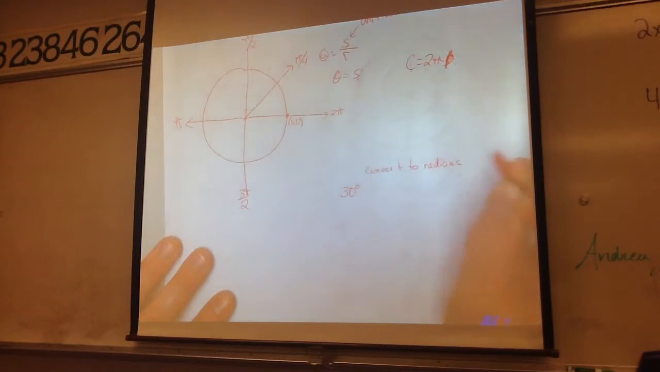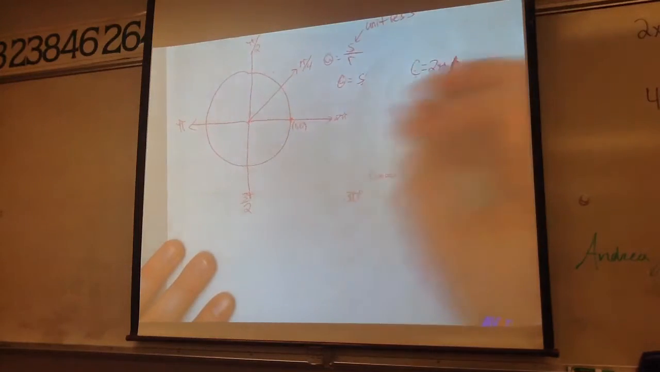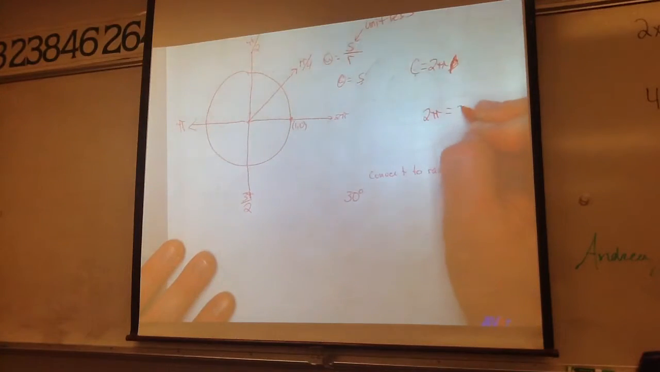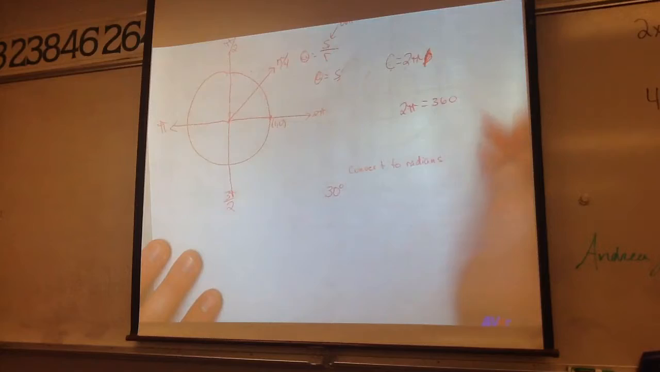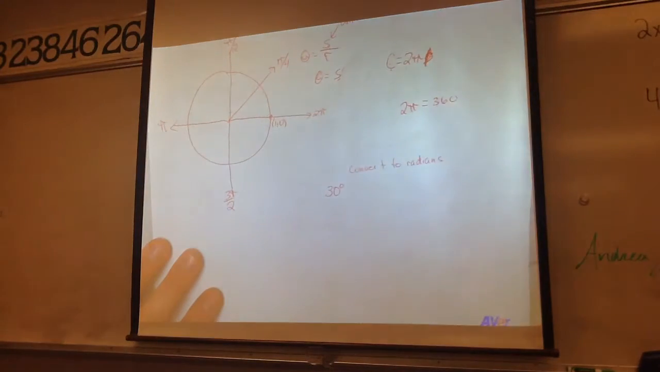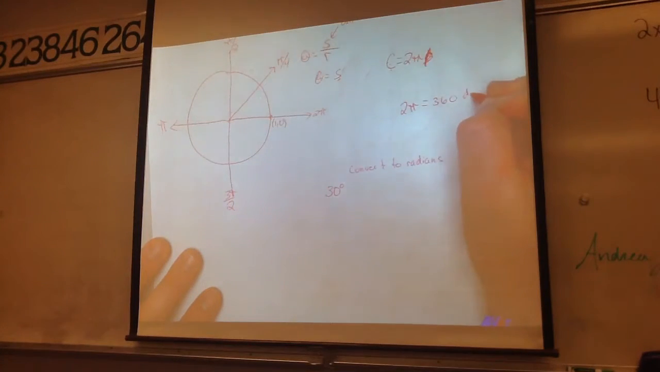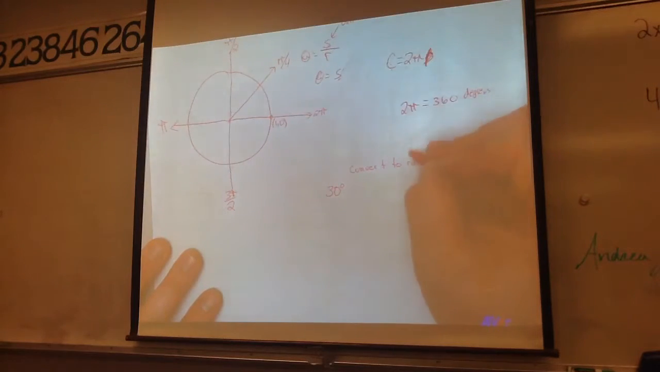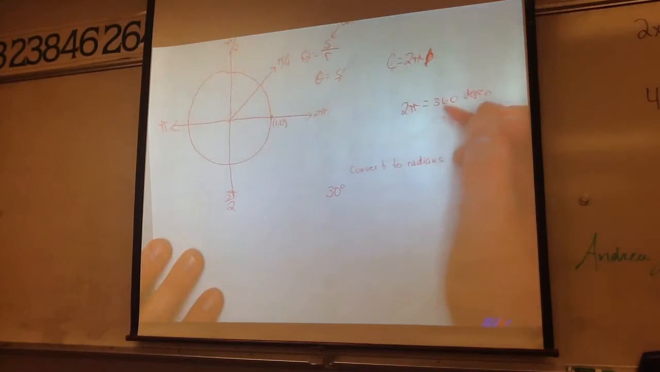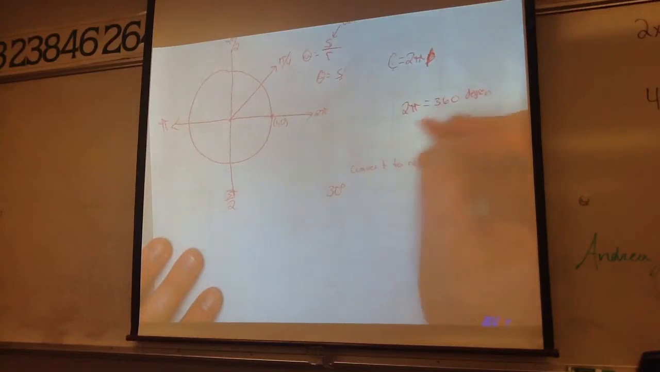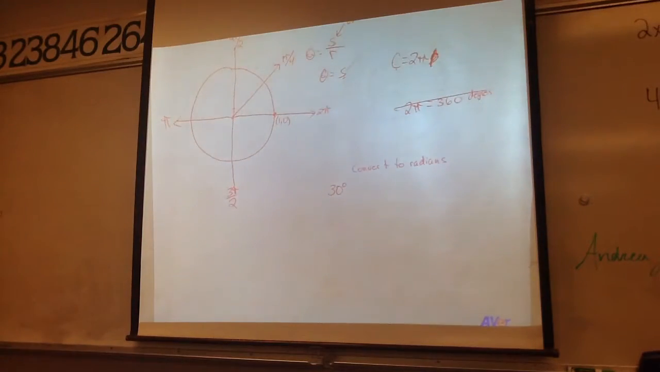Yeah. I can show you why it works. You know 2 pi is equal to 360, right? So if you divide by 360, it's pi over 180. If you divide by 2 pi, you get 180 over pi. It's 180 over pi or pi over 180, depending which way you're going.